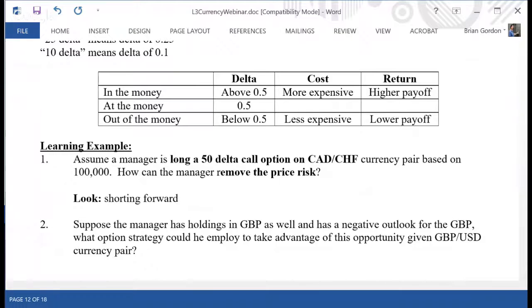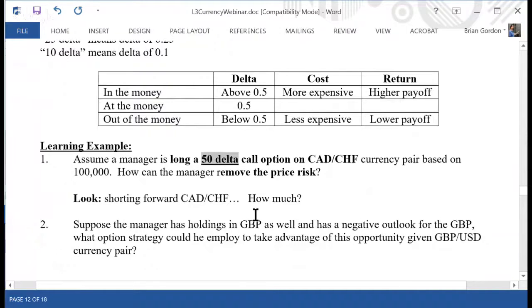I got to make sure I have this CAD per Swiss franc. I got to make sure that the currency pair is the same. So that's what I'm looking for. I'm looking for an answer that says shorting the forward. Now the question is going to be, to complete it, to get all the marks, how much? So how much do we need to short? What is the amount for the contract is what we're after. That is where we'll put together this delta.